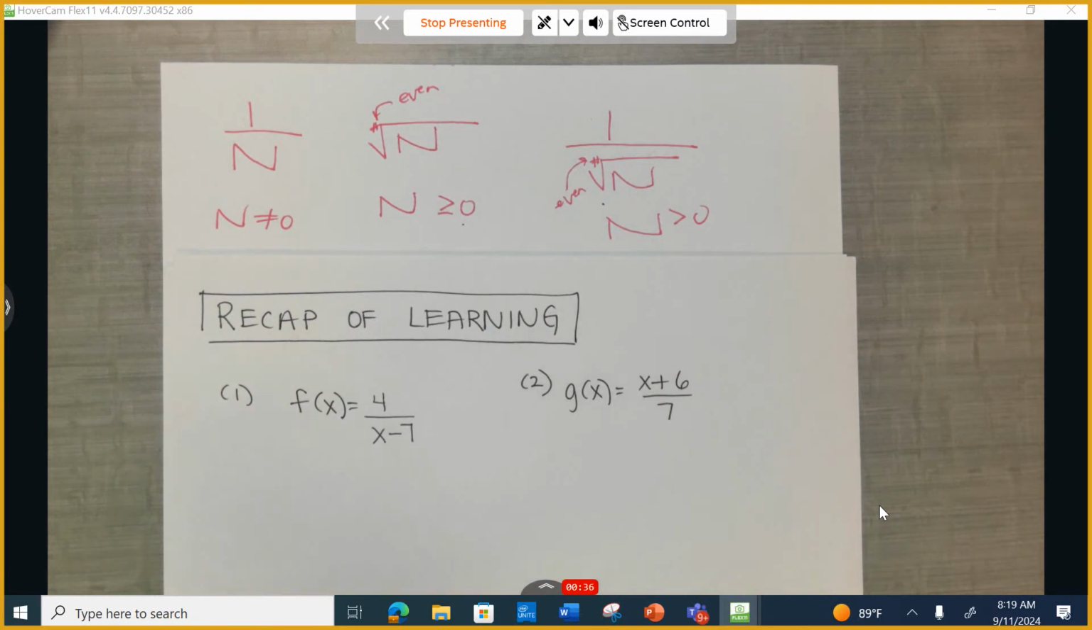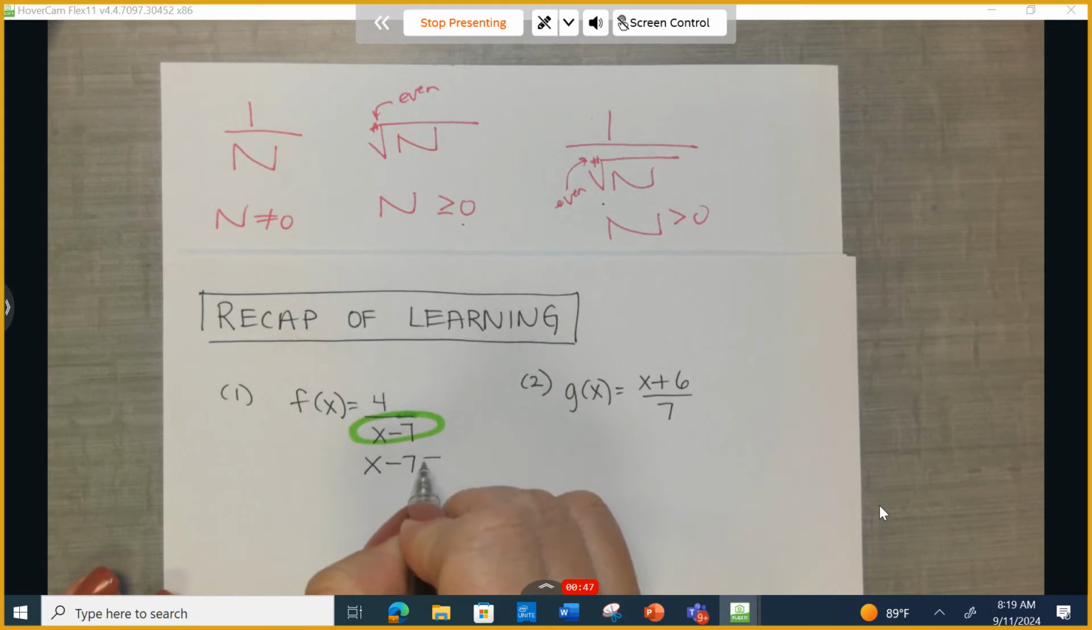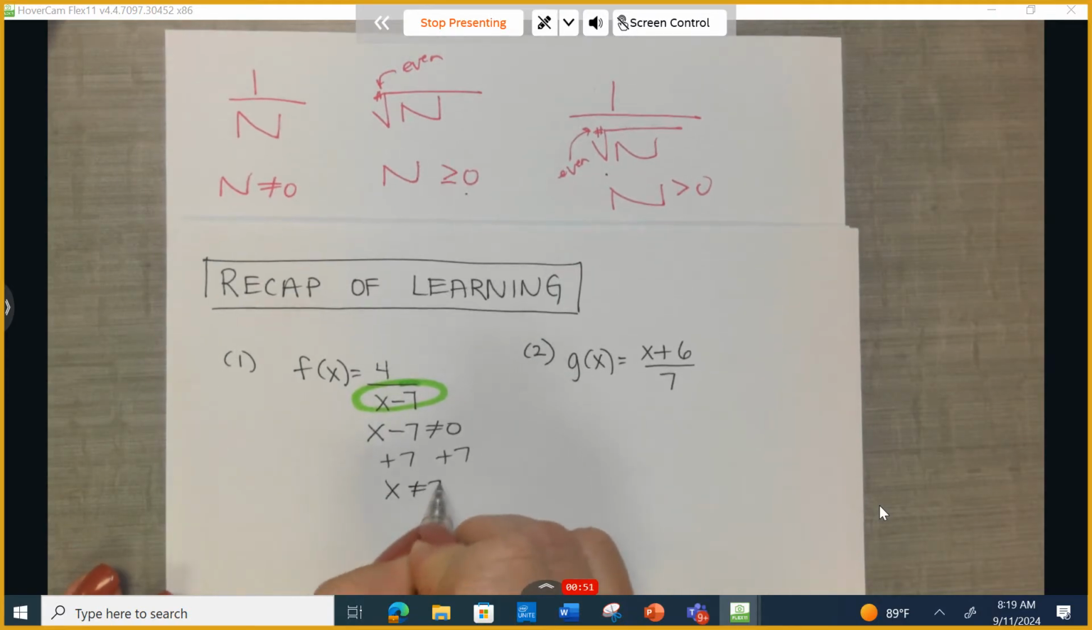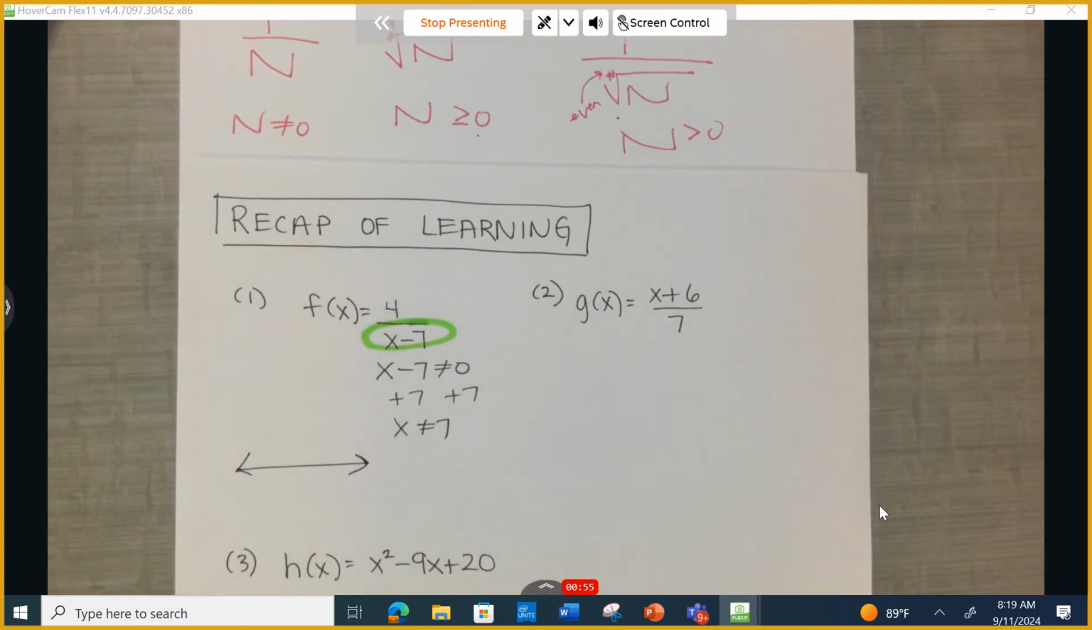So in example 1, I'm focused on, is there any restrictions? So I see a variable in the denominator. So the first thing I do is x minus 7 cannot equal 0. I add 7 to the opposite side. X cannot equal 7. We were instructed to make a number line that is able to showcase what the domain is, or the input values we're allowed to plug into the function.